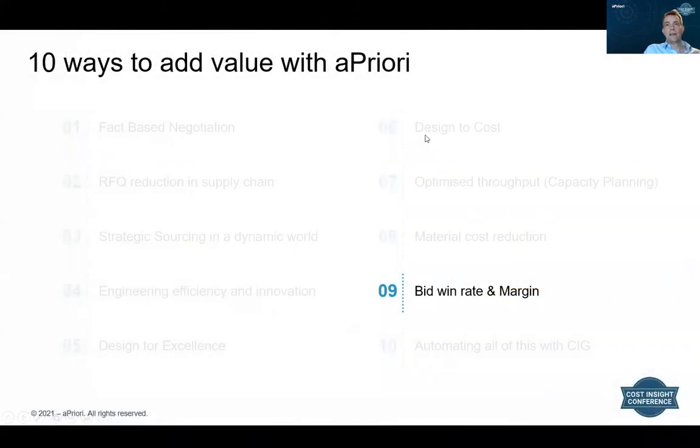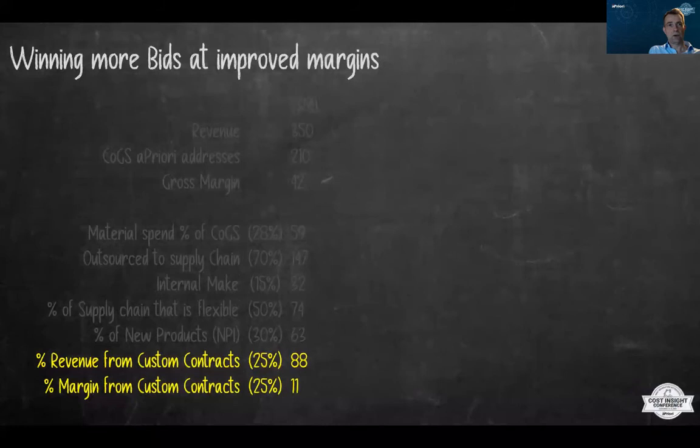With respect to bid win rate and bid margin, all we do with aPriori is use exactly the same stuff that we've just gone through, understanding the costs for different manufacturing processes we have in our facilities and our supply chain to know what the cost of something is as we bid against a specification. We start to design things, we see what the prices are, we can put in a bid. What does that mean to us?